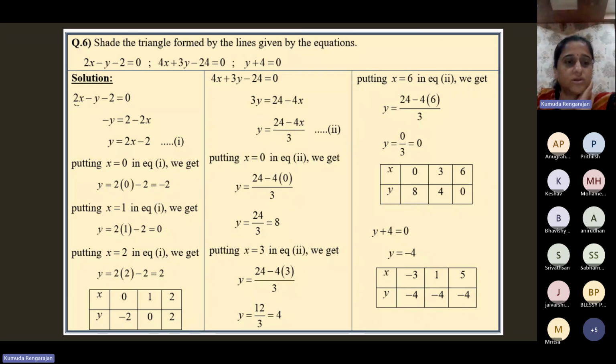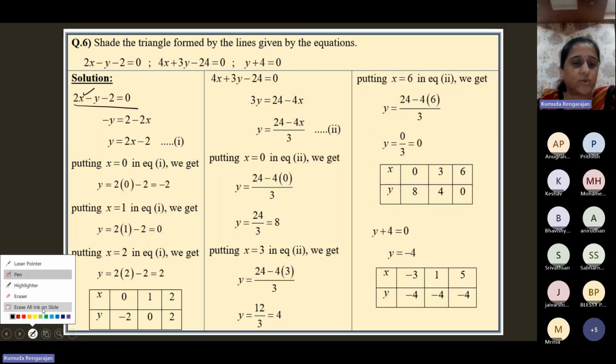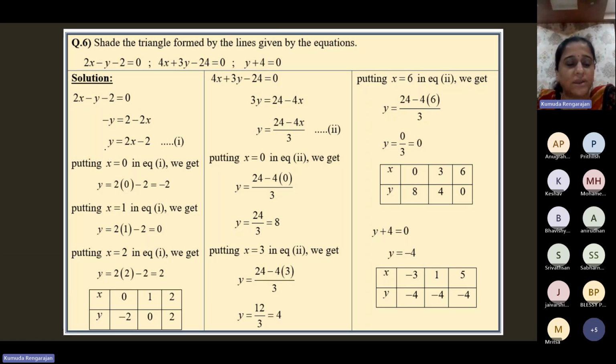So you can see this is the first equation. You can directly give some values for x and find the corresponding value for y. What I normally do is I make x or y the subject of the formula. So here I've made y the subject of the formula. This is the linear equation in x and y.